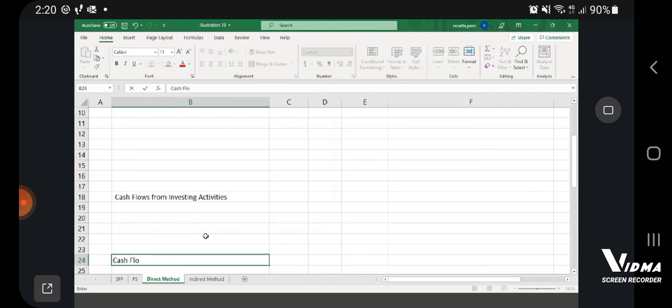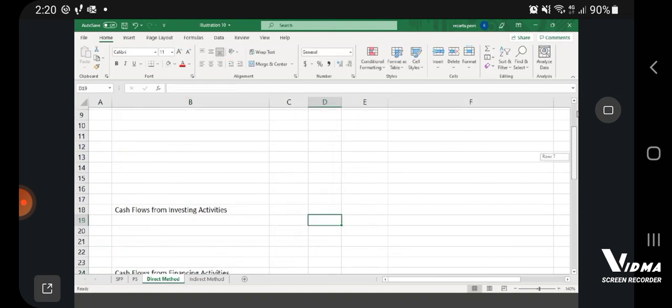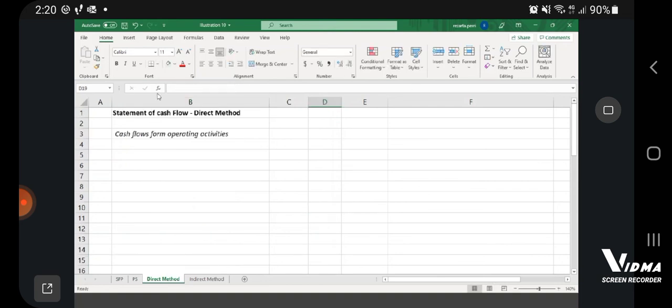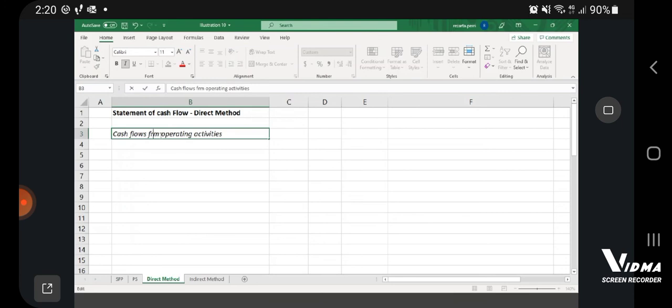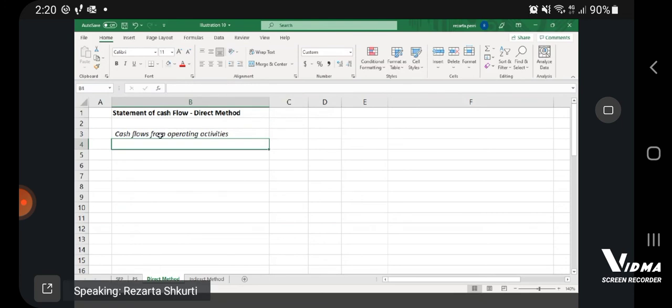And the last section is cash flows from financing activities. So this is what we are trying to calculate or to complete right now. Cash flows from operating activities. What do we do under the direct method, if you remember?